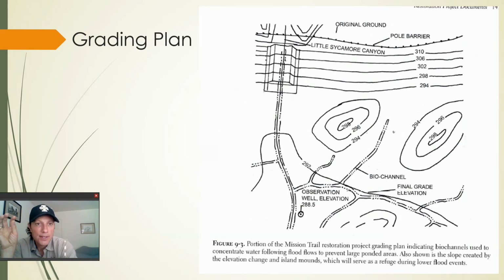A grading plan gets even more specific because you see here that it's really a topographic map and it's really tied into specific elevations. So this is a restoration project grading plan in which biochannels were used to concentrate water following floods. And you can see some of those channels outlined here. You can see some higher areas. You can see a grade going up a slope. Basically, this is a topographic map that includes the restoration activities.